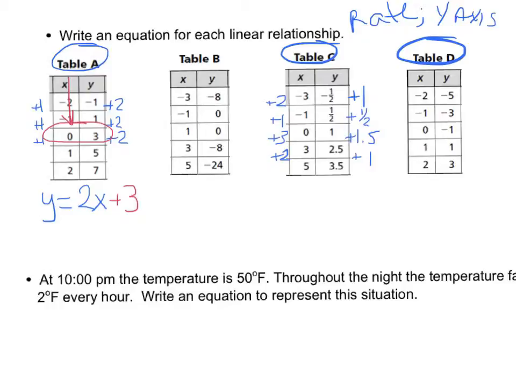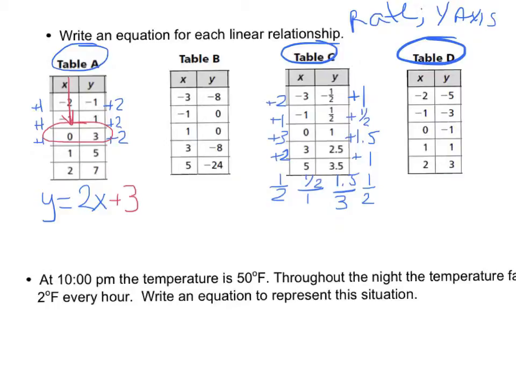But remember, the rate is a unit rate. How much are we going up for every 1? So remember, we looked at the fact that all of these relationships, all of the change in y over change in x, even though they looked funny, looked kind of weird, they really were all the same thing. They all came down to a unit rate of 0.5.